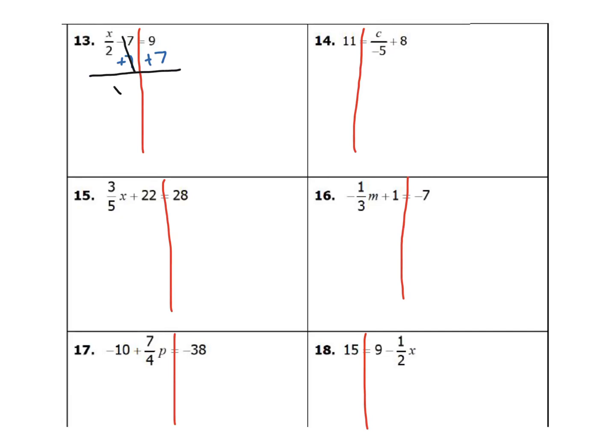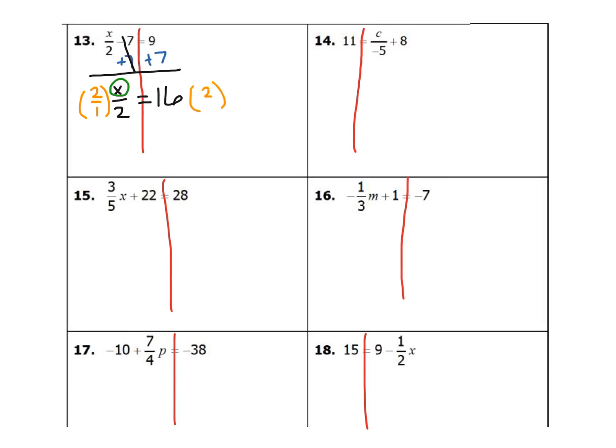Those cancel. I have x divided by 2 equals, and 9 plus 7 is 16. And now what I have is x divided by 2. Now I can circle it. It's a little lower. X divided by 2. And the inverse of dividing by 2 is multiplying by 2. And if you want to put it over 1, you can. It's up to you.